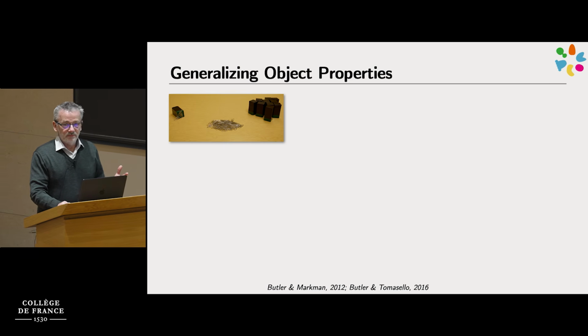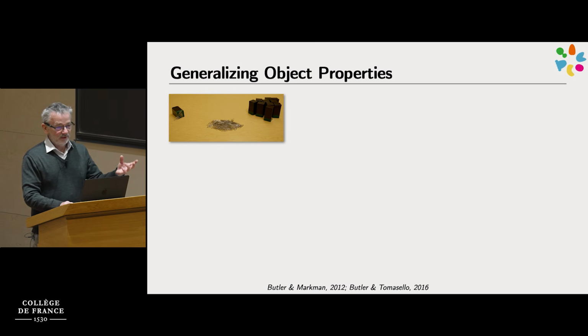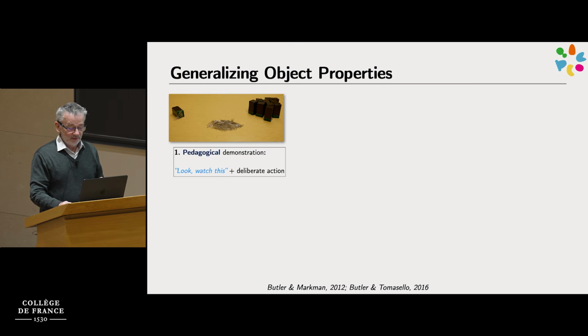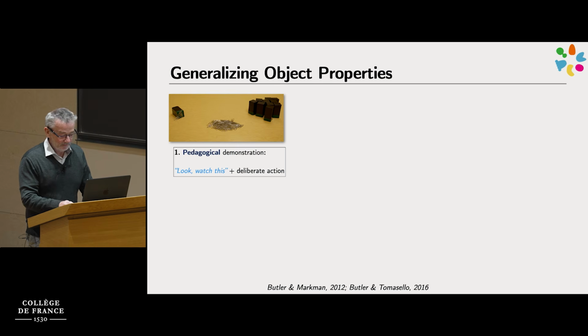The experimenter takes an object, it's a liquid, and he demonstrates something about this object in 3 different ways. In the so-called pedagogical demonstration, he says, look, watch this. And then carefully lowers the object onto these paper clips, lifts it up, and it brings them with some paper clips because it's a magnetic object.